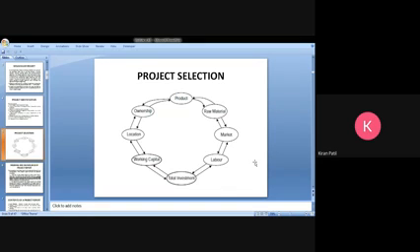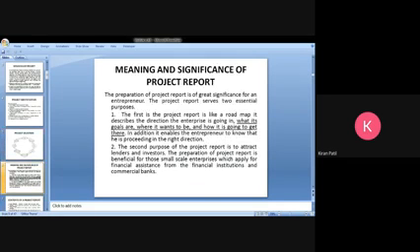Now, moving forward, let us look into the meaning and significance of project report. Whenever you start up with a project, you prepare a project report. That's what you do in your seventh sem and eighth sem, even in your mini projects, you prepare a report.